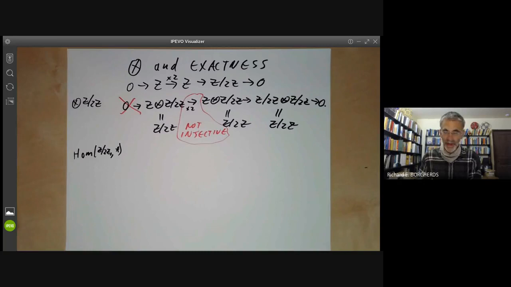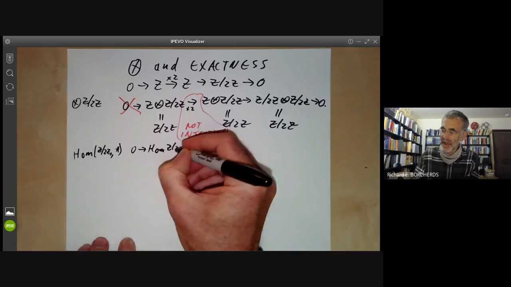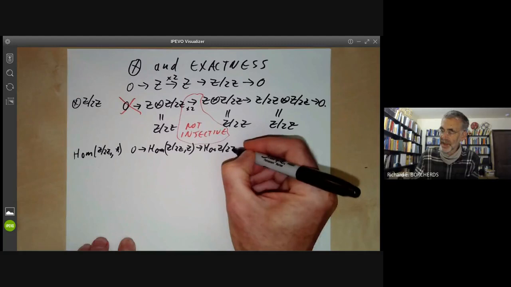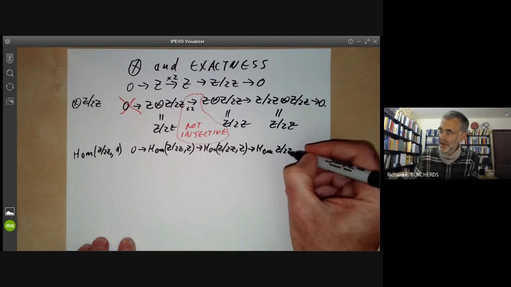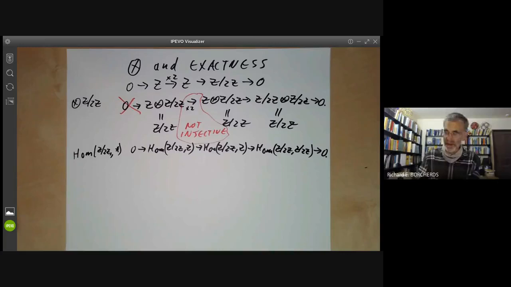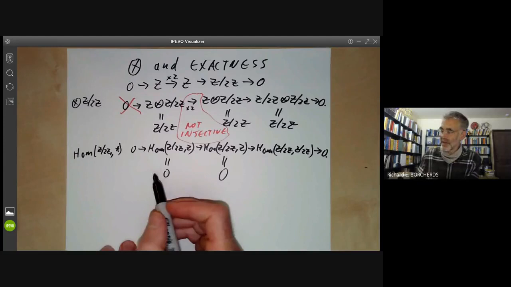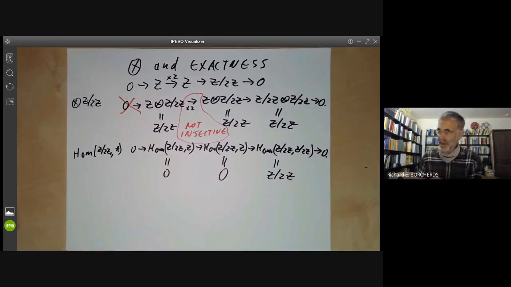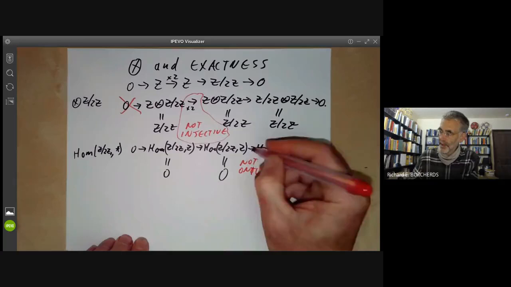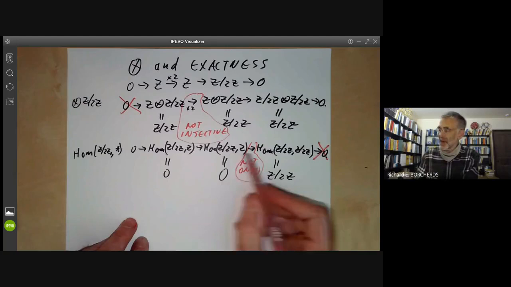We'll get 0 goes to Hom Z over 2Z to Z, goes to Hom Z over 2Z to Z, goes to Hom Z over 2Z to Z over 2Z, goes to 0. And let's examine this. Well, this is 0 and this is 0, so that's fine. This map is injective. The problem is, this is Z modulo 2Z. So this map here is not onto. And we'd better cross off that 0 because it's not exact on the right.